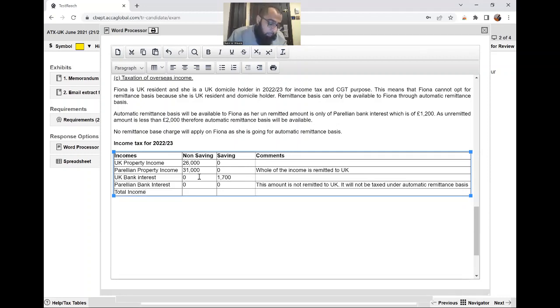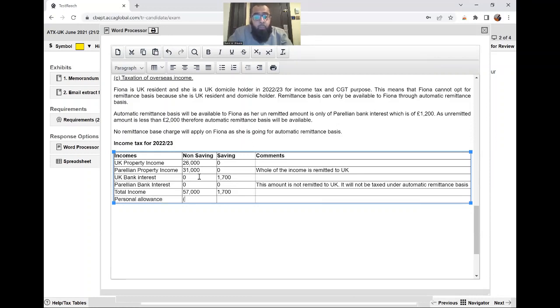Okay, so this gives us total income. 26 plus 31 will be plus 31,000. It will be 57,000. Just have patience. I will repeat each and everything. Okay, don't worry about anything. Then we will deduct personal allowance, which is 12,570. Personal allowance will not be wasted as automatic remittance basis is being used.